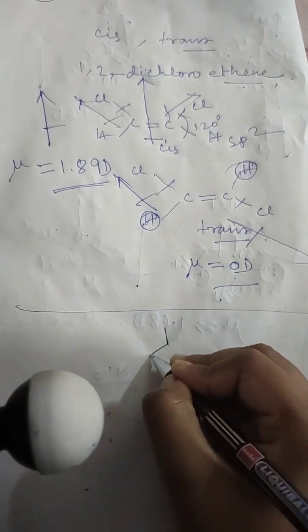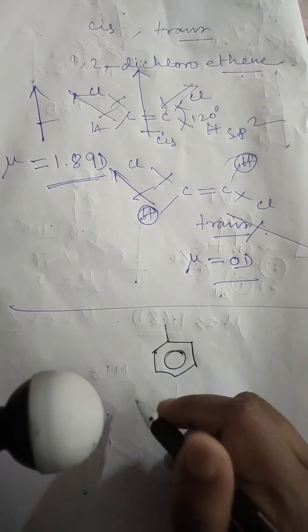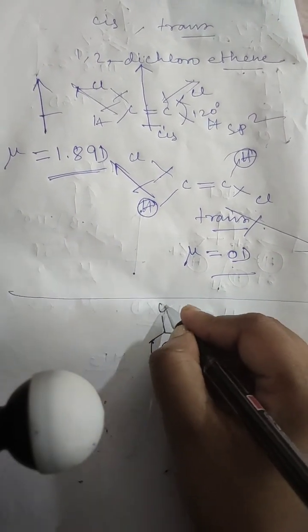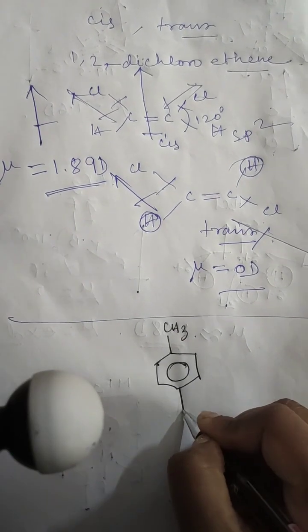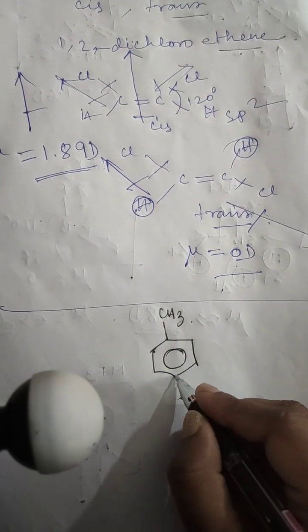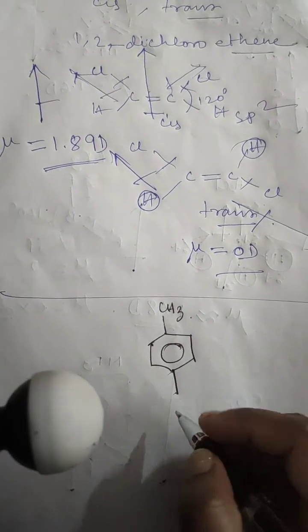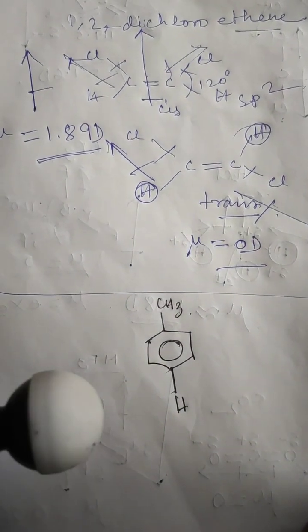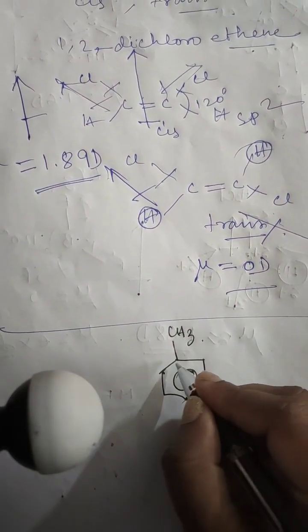Our next compound is toluene. This is a benzene ring containing a CH3 group, which is toluene. We know that in benzene, every carbon contains a hydrogen, so hydrogen is also present here.